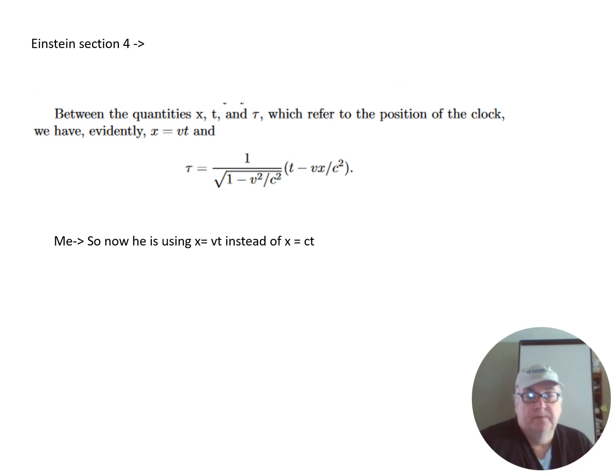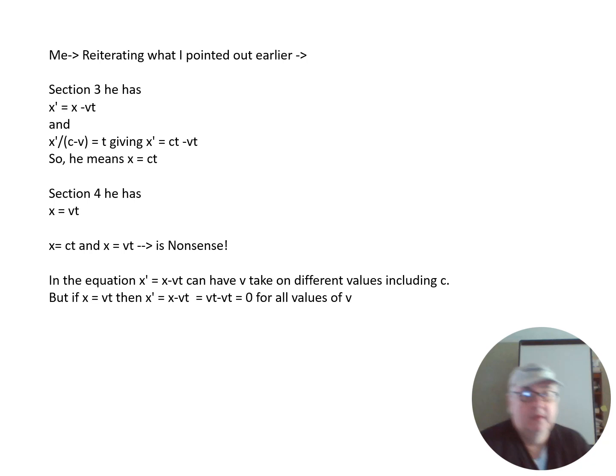When we go to section 4, he's telling you x equals vt. So that's where he's making a mess of the mathematical notation. X equals vt in section 4, when earlier he had x equals ct. So now I'm reiterating what I pointed out earlier. Section 3 he has x equals ct, and in section 4 he has x equals vt.